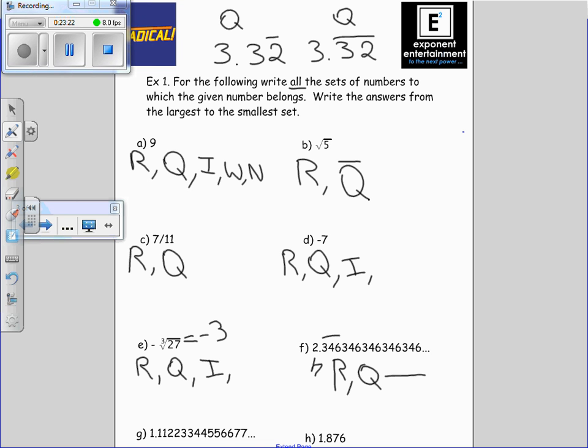1.11223344, because there's a pattern. But is there a repeating pattern? No. To be rational, it has to have a repeating pattern. So if we saw it go 1122, 1122, 1122, that would count. But we don't know what happens after 77. We probably can assume it goes 88, then 99, but then we don't really know. It hasn't ever repeated itself. It's just a pattern.